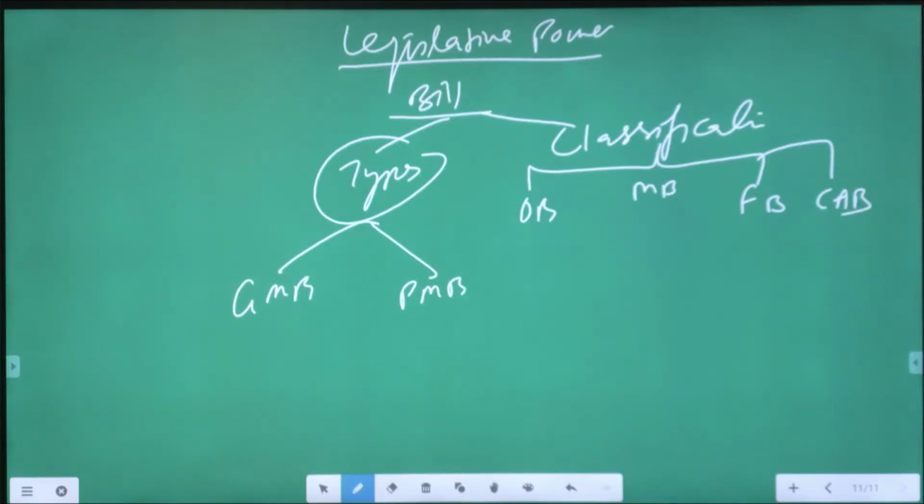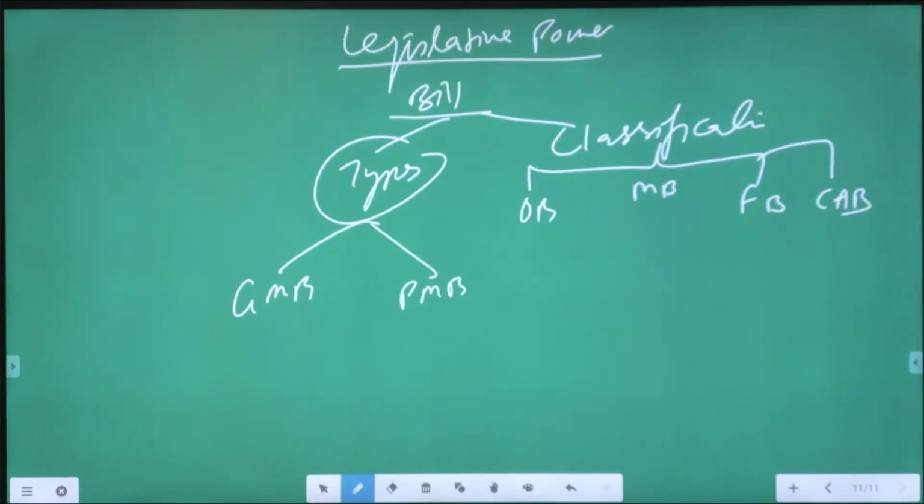When does a joint sitting happen? Joint sitting means sitting together. A joint sitting is a mechanism to resolve the disputes between the two houses.